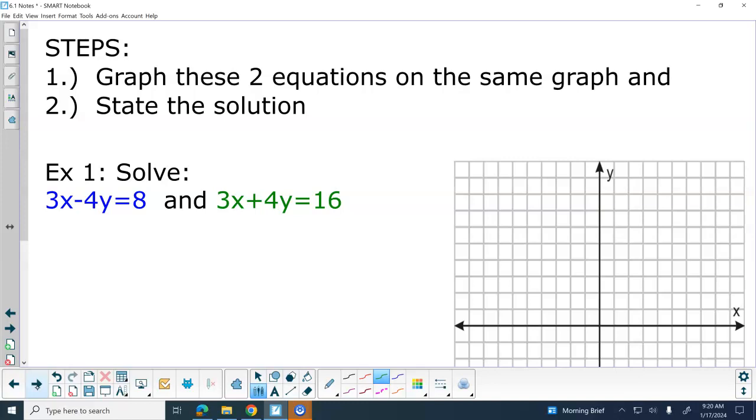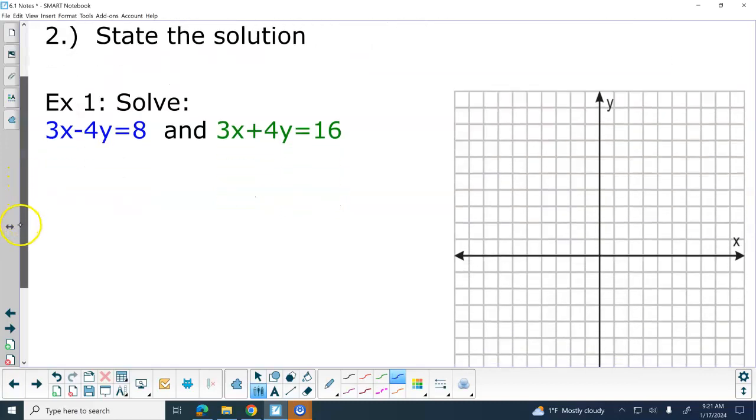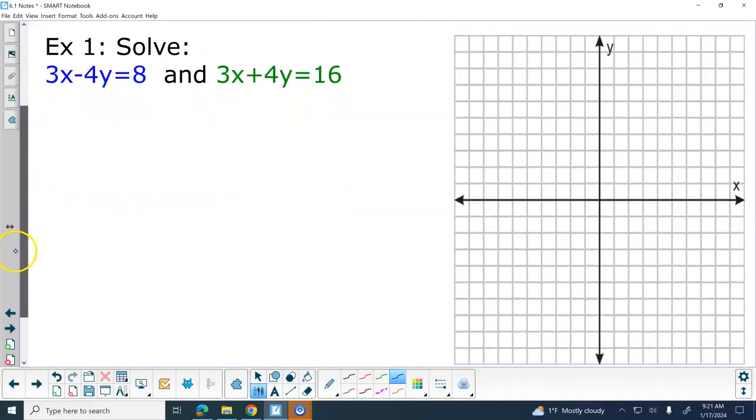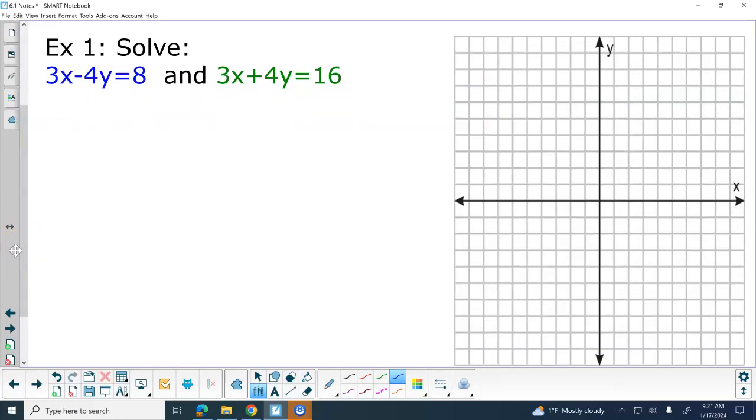You are going to want to graph both of your lines on the same coordinate system. So first off, we're going to take the blue line and graph it. Then we're going to graph the green line, and then look for if they intersect. How do we want to graph the blue line? Method 1 was y equals mx plus b. Method 2 was t-chart. Method 3 was intercepts. You're saying y equals mx plus b?